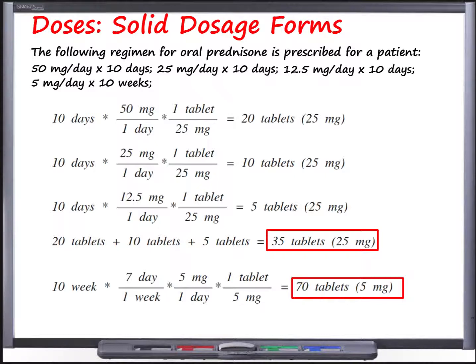So now if we take 10 weeks times 7 and multiply by 5 and divide by 5, it should make sense that our final answer when you do that math should equal 70 tablets. And now these are 70 tablets of the 5 milligram strength. So hopefully that helps you understand how to perform those calculations for that question.